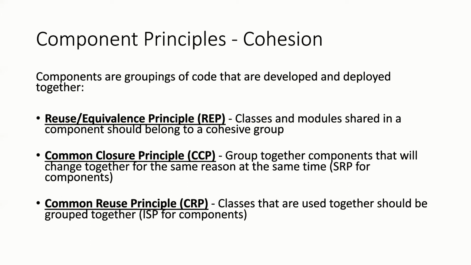And the reason you really want this is because if you have things that are dependent on something that's got a lot of stuff in there, and some of it doesn't really change, and the thing that it's dependent on is the bit that doesn't change, if the bit that does change changes, then that thing will need recompiling as well because of the dependency. And then you've got the common reuse principle. And this is about grouping together things that are going to be used together, like interface segregation for components.